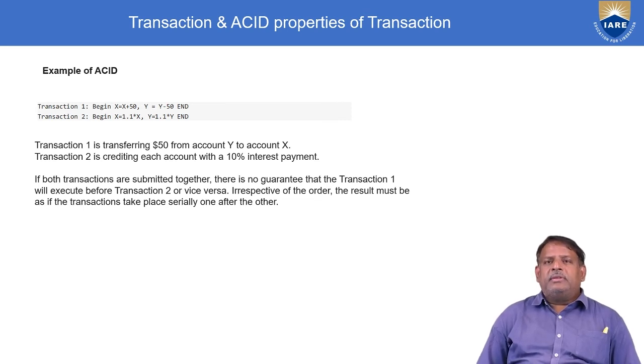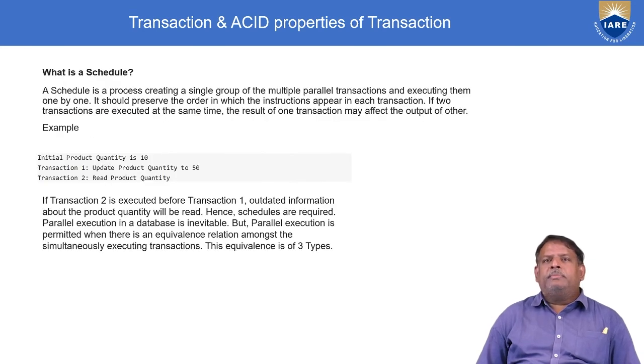If both the transactions are submitted together, there is no guarantee that transaction 1 will execute before transaction 2 or vice versa. Irrespective of the order, the result must be as if the transactions are taking place serially one after another. What is a schedule? A schedule is a process of creating a single group of multiple parallel transactions and executing them one by one. It should preserve the order in which the instructions appear in each transaction.